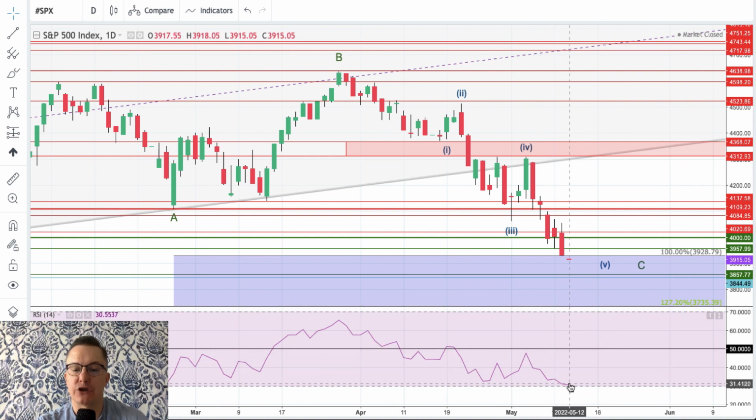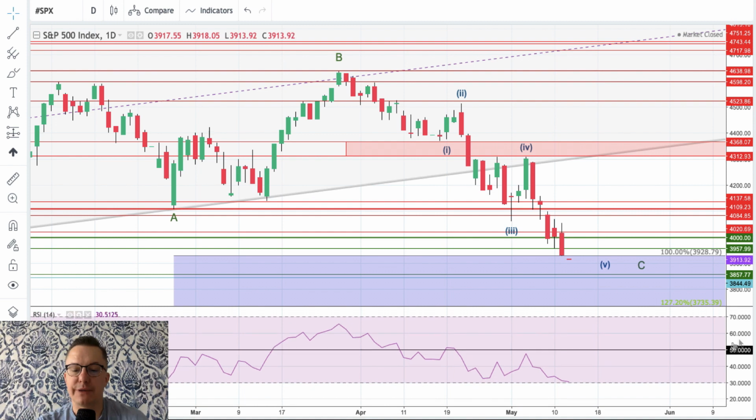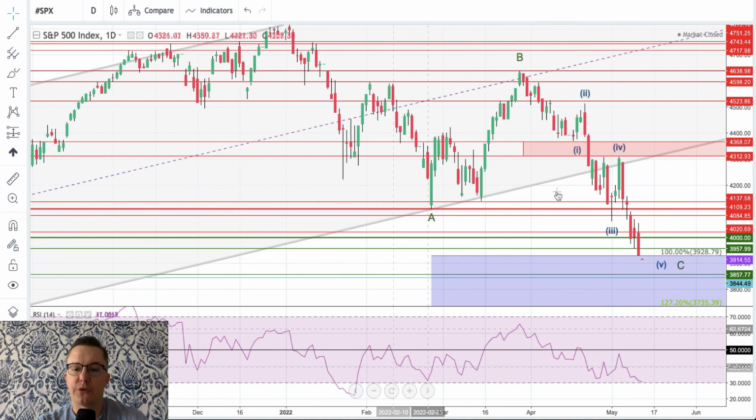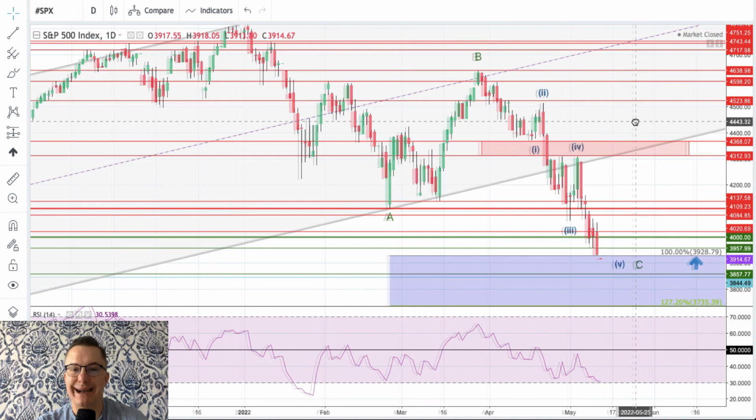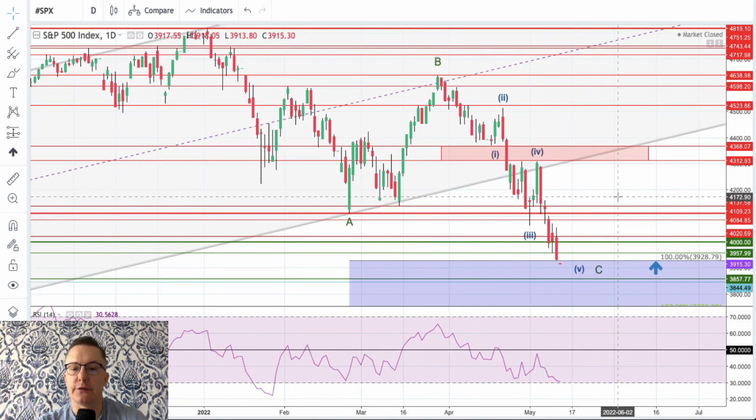3,735. The market is trading very, very close to the 30 points on the RSI indicator, which means extremely oversold market conditions. So it's a good time for this market to bounce and complete the five-wave structure to the downside in order to bounce higher towards the level first of 4,000.